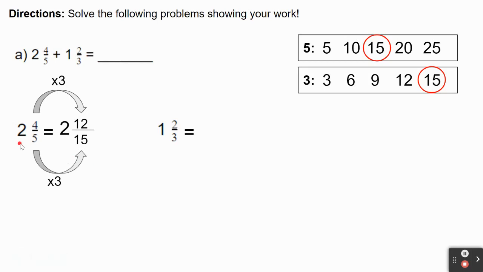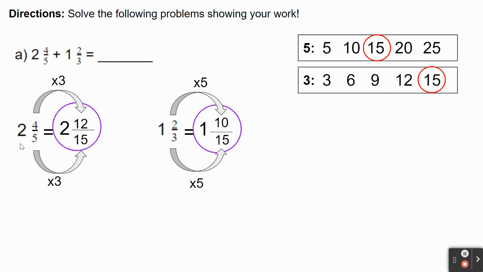Now let's do the same thing for 1 and 2/3. We know the denominator is going to be 15. So let's ask ourselves, what do we multiply by 3 to get to 15? Well, 3 times 5 is 15. So let's multiply the top number by 5 as well. 2 times 5 is 10, and the whole number 1 in front stays the same. If we look at our equivalent mixed numbers, they both have a denominator of 15.